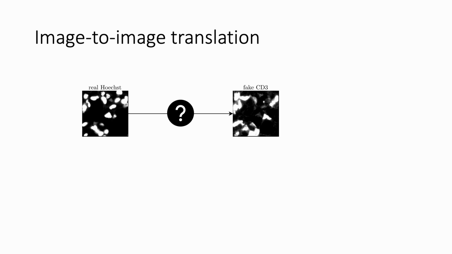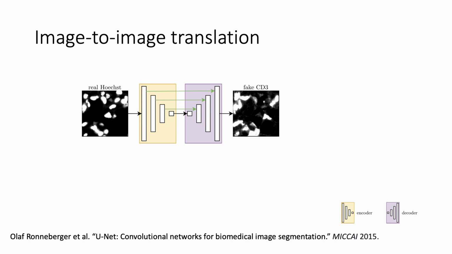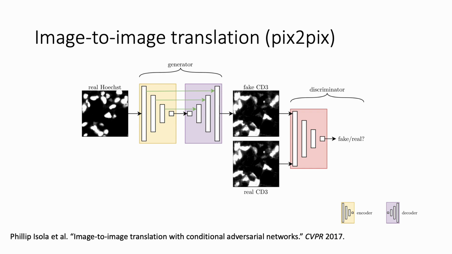Let's begin by looking at the simpler task, where we just have one output stain. Here it's CD3. This is the classical image-to-image translation problem, which can be solved using a convolutional encoder and decoder with skip connections, which is known as the UNet architecture. Seeing the UNet as a generator and adding a discriminator to this model forms the well-known pix2pix GAN architecture, which is just a GAN conditioned on an image.